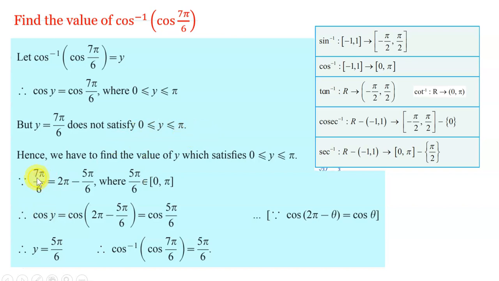Therefore we'll simplify 7 pi by 6. If we divide, that is 2 pi minus 5 pi by 6. Therefore cos of y is equal to cos of 2 pi minus 5 pi by 6, and that is equal to cos of 5 pi by 6. That is, cos of 2 pi minus theta is equal to cos theta, and hence y is equal to 5 pi by 6, and therefore cos inverse of cos of 7 pi by 6 is equal to 5 pi by 6. This is the answer.